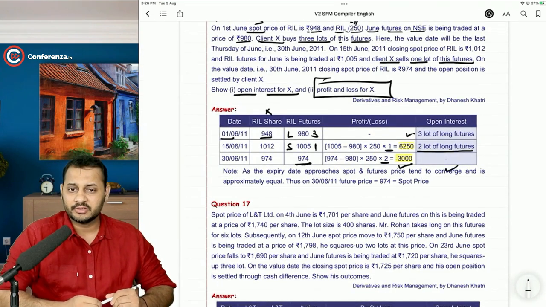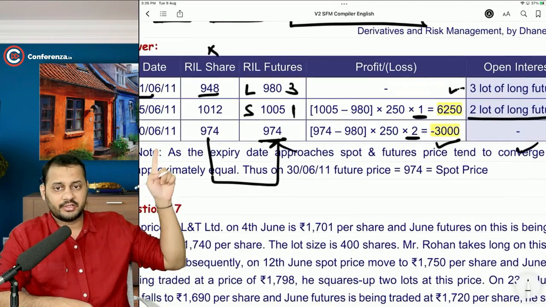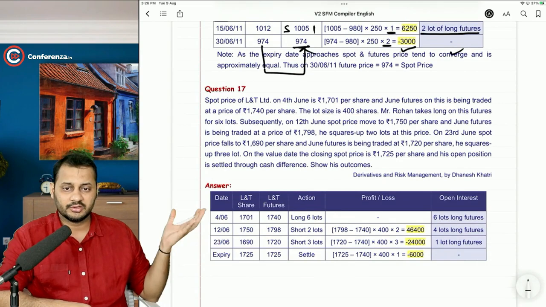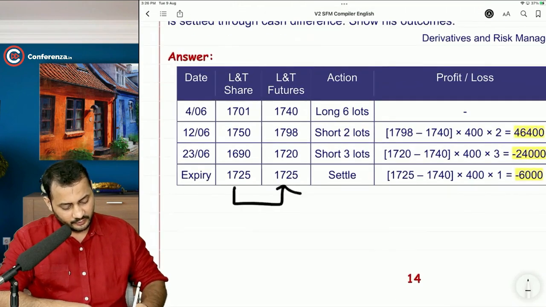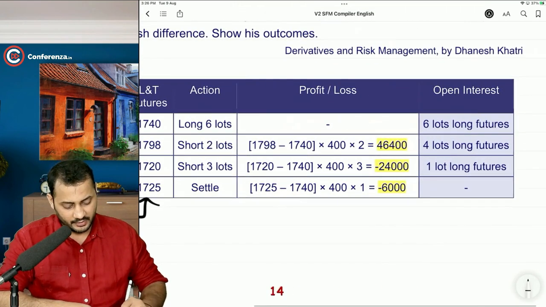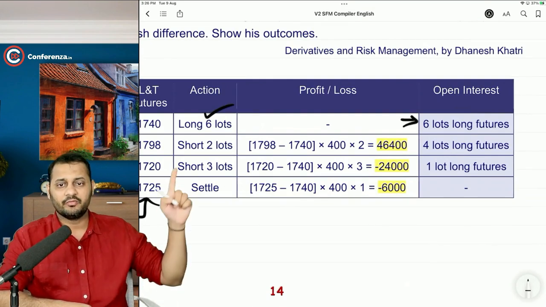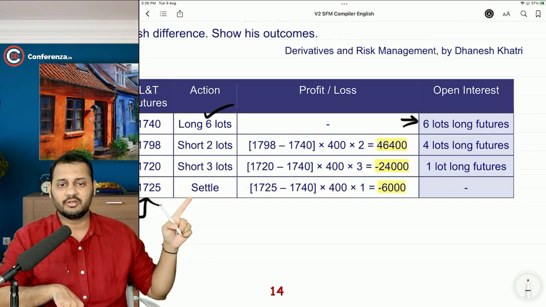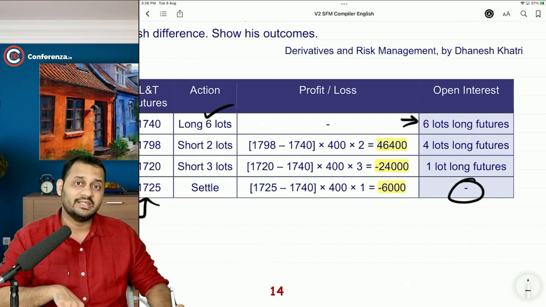Have you understood this concept? And have you understood the meaning of the convergence effect on expiry? Okay, this is a similar type of question. There are 4 dates instead of 3, and at expiry you understand that first of all the spot price becomes the futures price. Okay, you have opened 6 lots, so open interest will be 6 in the beginning, out of which you sold 2 lots here, 3 lots here. That means 6 minus 5, and the 1 lot is being sold by you in this case. Open interest will be 0 at the end.